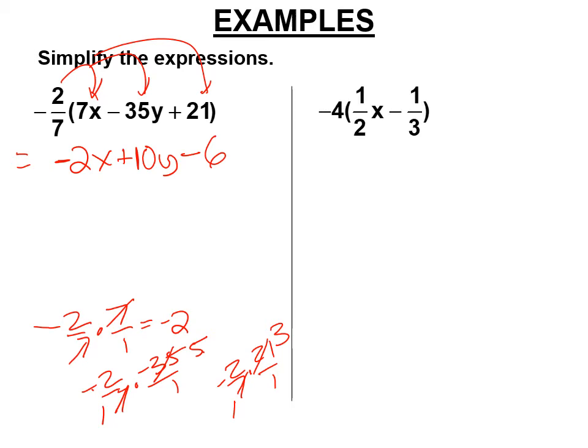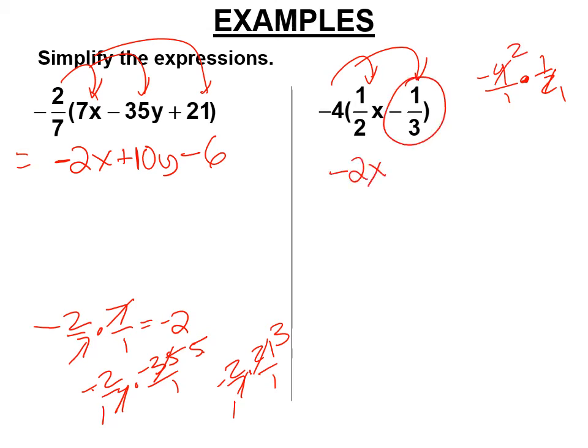All right, distributing a negative 4. So negative 4 times 1/2. That becomes minus 2x. That's a minus 1/3. So negative 4 times negative 1/3. There's no canceling at all, but two negatives make a positive, and that makes plus 4/3.